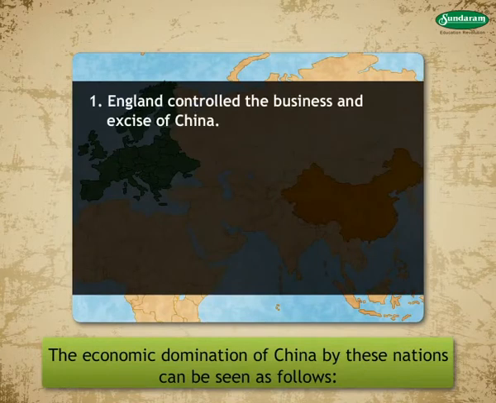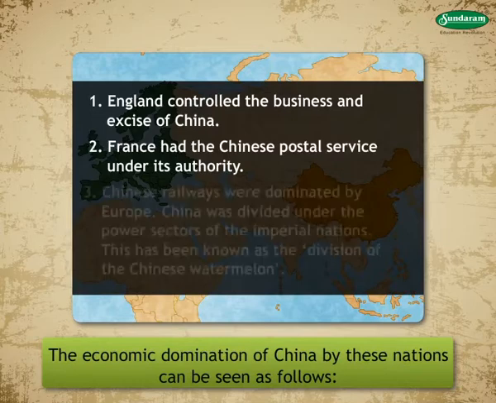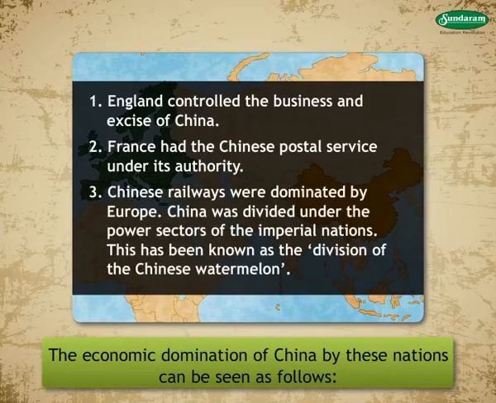1. England controlled the business and excise of China. 2. France had the Chinese postal service under its authority. 3. Chinese railways were dominated by Europe. China was divided under the power sectors of the imperial nations. This has been known as the division of the Chinese watermelon.